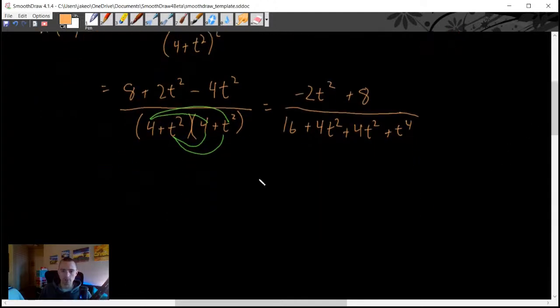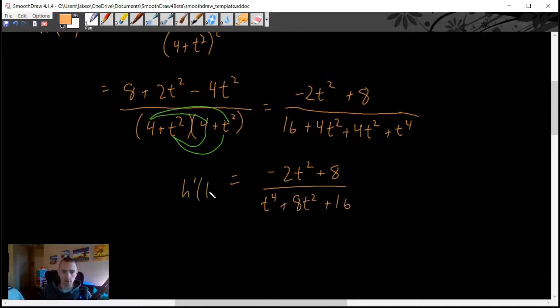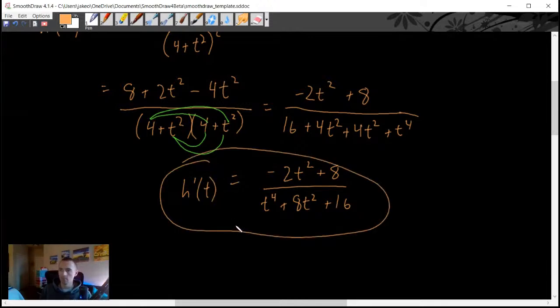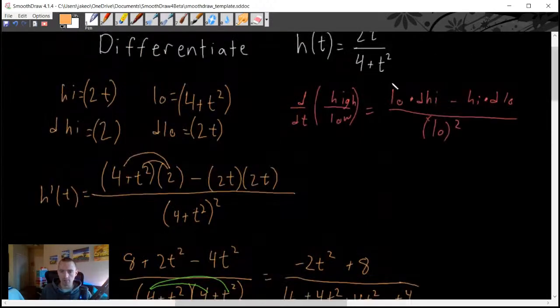Then we could simplify this a bit further by combining these t squared terms here on the denominator. So we're going to get minus 2t squared plus 8 on the numerator. And on the denominator, t to the 4th plus 8t squared plus 16. And that's going to be h prime of t. And that's it. Just a quick application of this low d high minus high d low all over low squared.